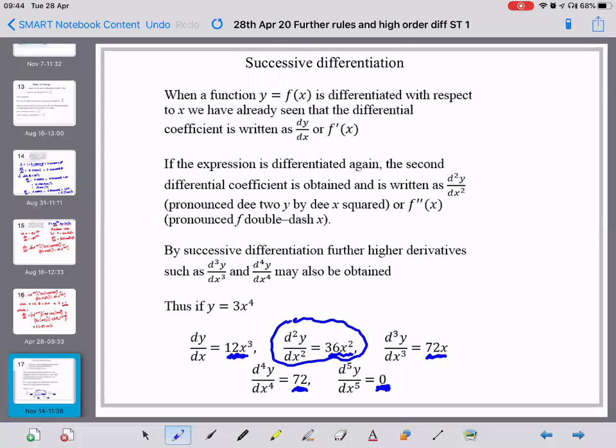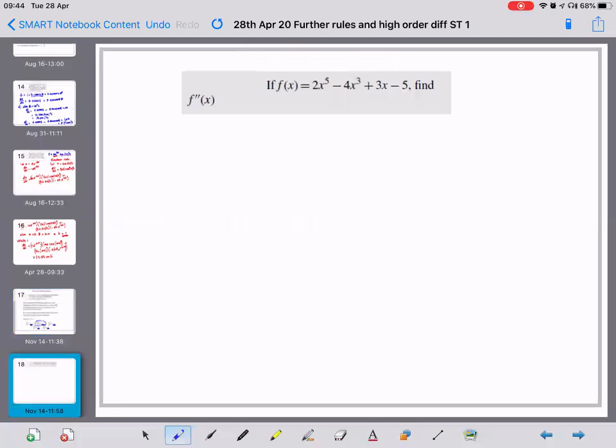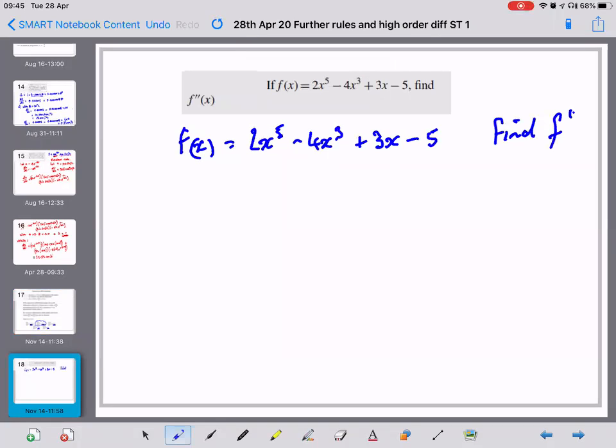So differentiating 2 successive times ends up with the second differential. We can go on to the third, fourth, fifth, and so on. So if we take a function of x, f(x) is equal to 2x to the 5 minus 4x to the 3 plus 3x minus 5. And it says find f double dash of x, find the second differential.